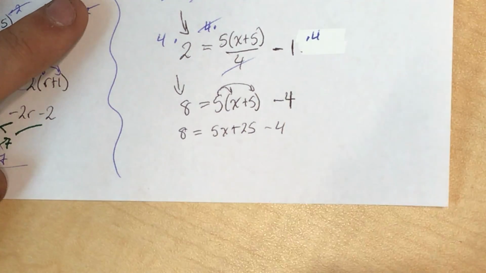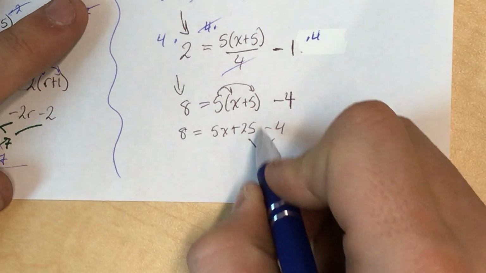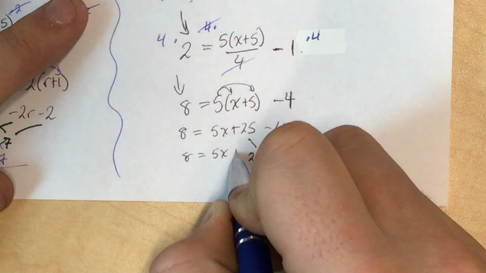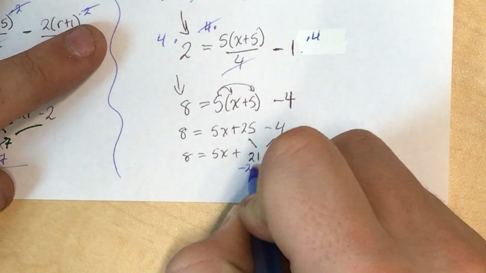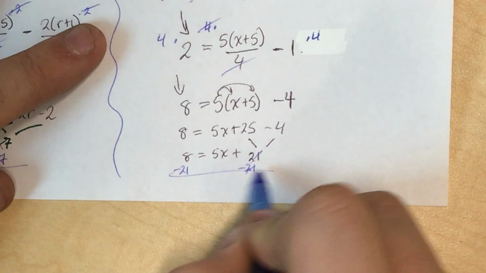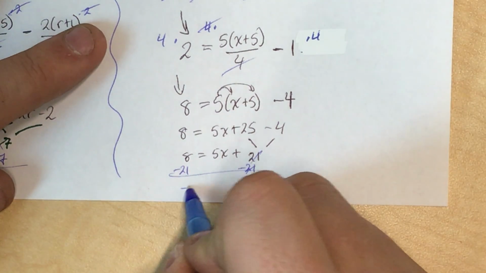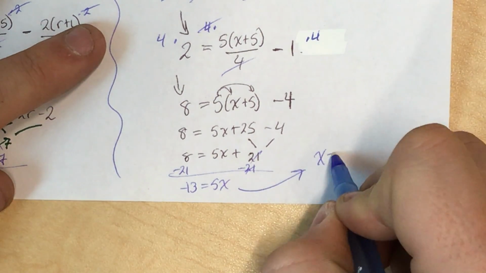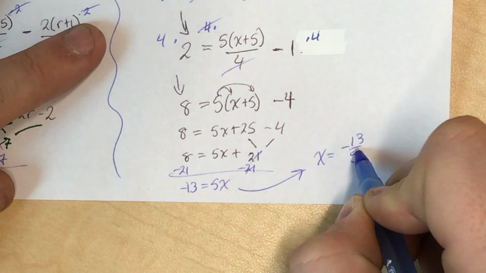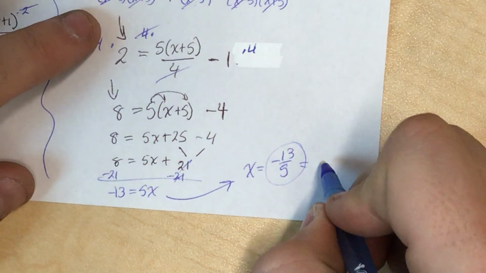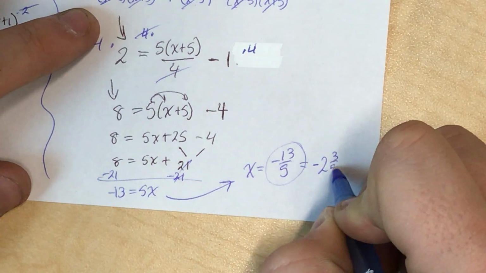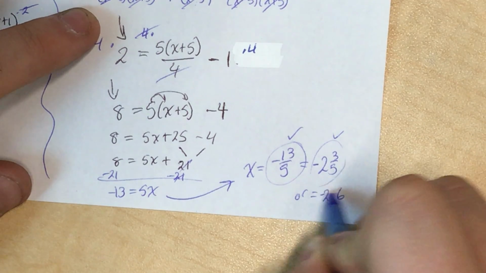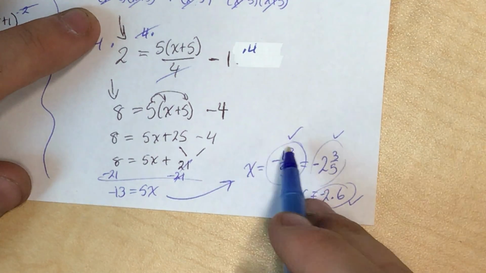And the last step is to solve for x. 25 minus 4 is 21. So 8 is equal to 5x plus 21. Subtract 21, subtract 21, and that gets you negative 13 is equal to 5x. Once you divide by 5, x should equal negative 13/5. Now that is also equal to negative 2 3/5, or that's also equal to negative 2.6. All of these are equivalent to negative 13/5.